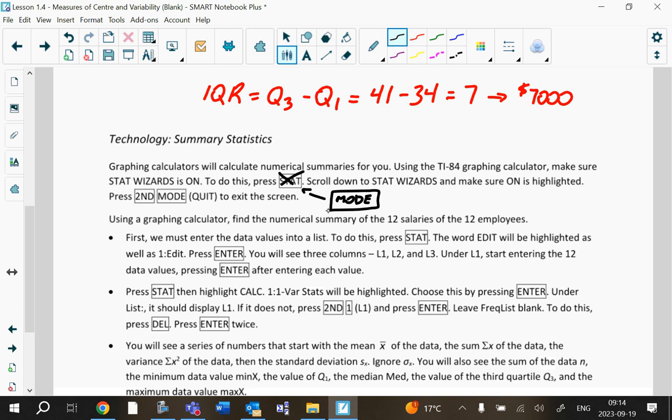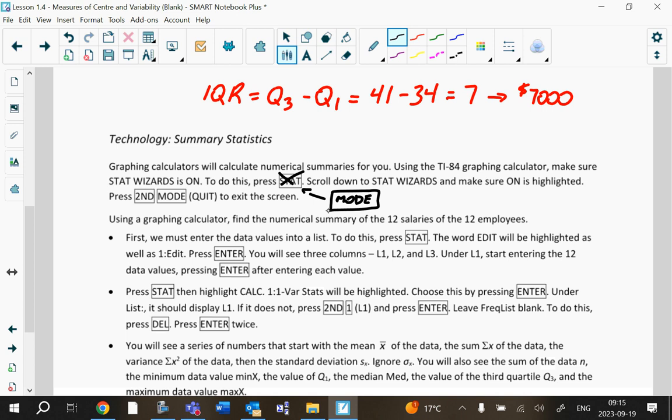Okay. Got it? Yep. Okay, so Stat. You go right arrow, calculate, one variable stats. Am I supposed to hit enter? Yes, you're going to have to remember. There's your list. There's your list of measures.